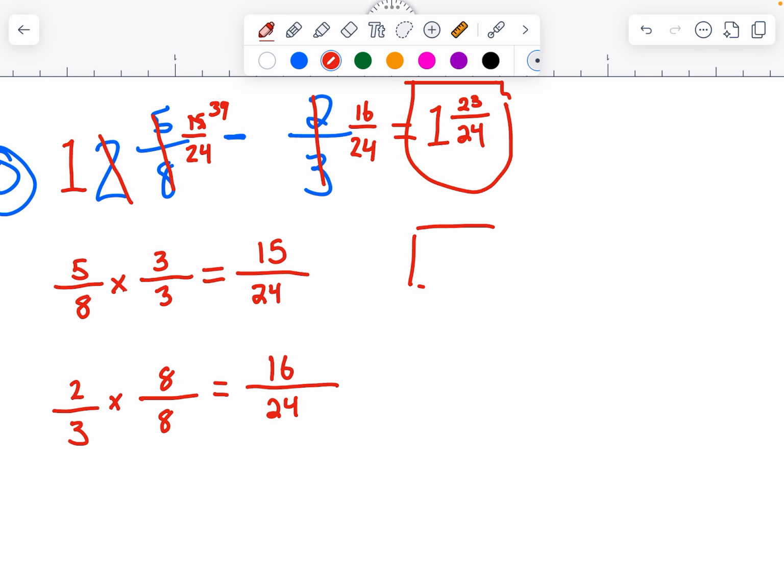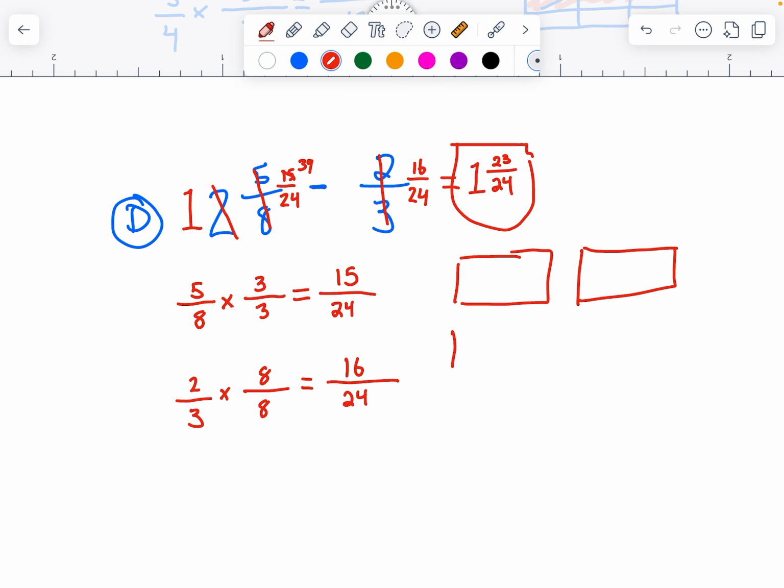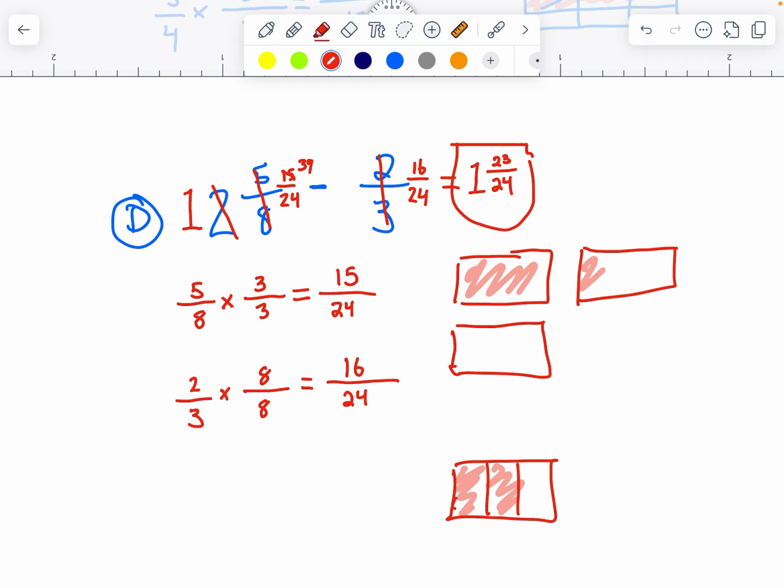So let's do 2 and 5/8. 1, 2. Okay, that's going to be my 2 and 5/8, and then this other piece is going to be my 2/3. So I'll do my 2/3 here. And then my 2 wholes, 1, 2 wholes, and 5/8. 1, 2, 3, 1, 2, 3. That should be 8ths, but I got to double check. 1, 2, 3, 4, 5, 6, 7, 8. Yep. And I need to shade 5/8. Up to 5/8. There we go. So we have 2 and 5/8, and we need to take away 2/3.